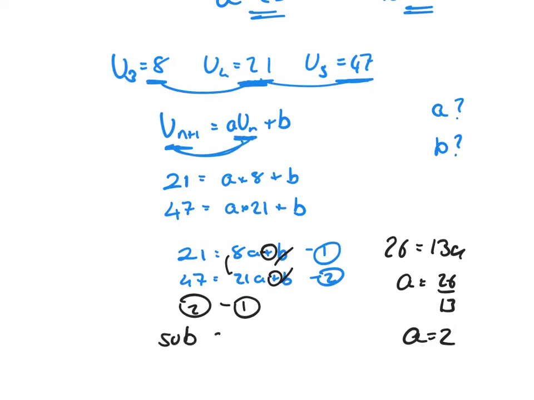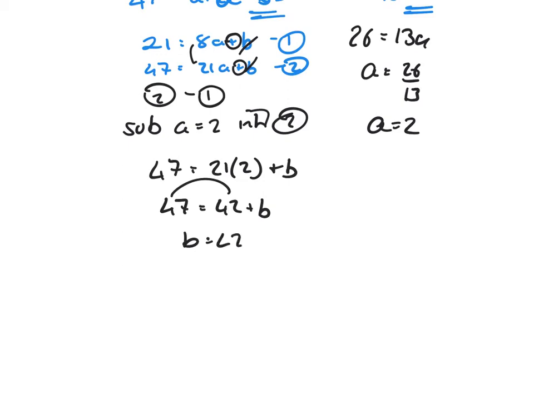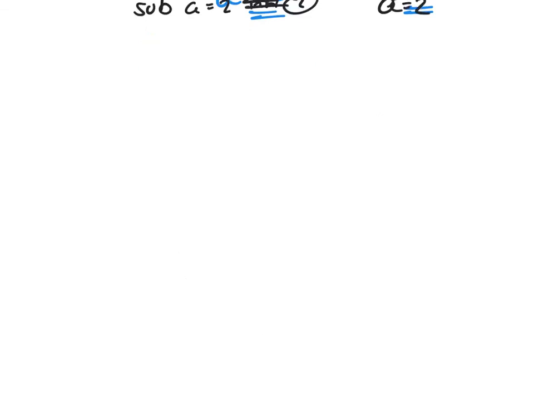I'm now going to sub A equals 2 into one of the equations, doesn't matter which one, so I'm going to choose equation 2. So that will give me 47 is equal to 21 lots of 2 plus B. 47 is equal to 42 plus B. B is equal to 47 take away 42, and B is equal to 5. Okay, let's try one more, but a question in context this time.